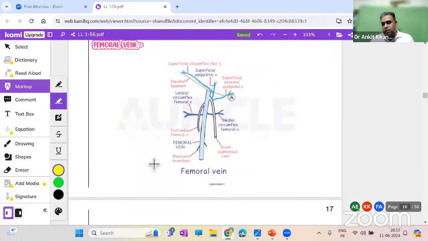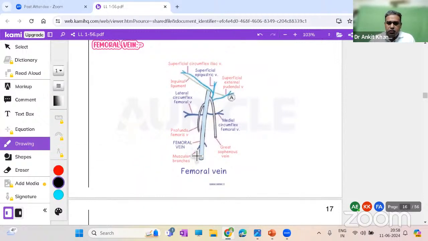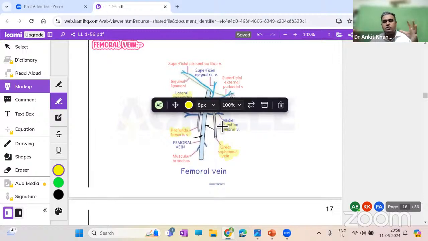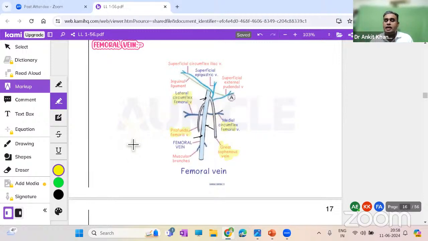Now in this diagram, there's a catch, or there's an important point. Over here in this diagram, you can see this is the thick part. I'm making 2-3 arrows. This is our femoral vein. What it received is, let us highlight that. Don't forget to mention the great saphenous vein. Don't forget to mention the profunda femoris vein. And don't forget to mention these two circumflex femoral veins. They are all entering into the femoral vein directly.